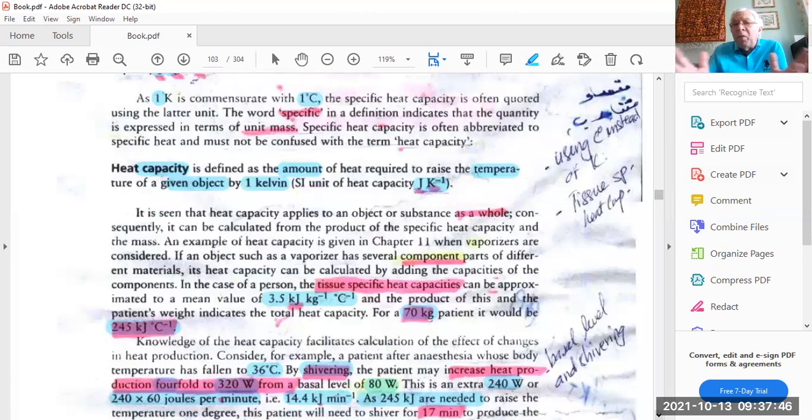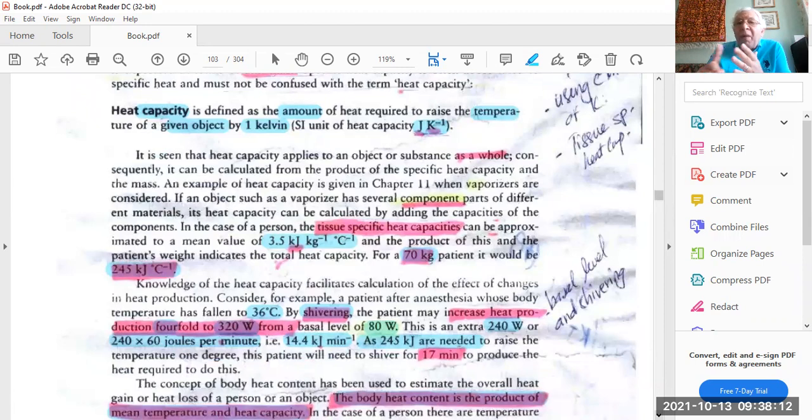Now, the specific heat of the human being is around 3.5 kilojoule. Now we are talking about kilojoule for each kilogram, for each Celsius. You see, 3 items representing the specific heat. So whenever I have a patient with a 70 kilogram weight, I multiply by 70, and as we can see, it reaches around 245. It's not important to memorize that, but it's most important to know the specific heat of the human being is 3.5 kilojoule.